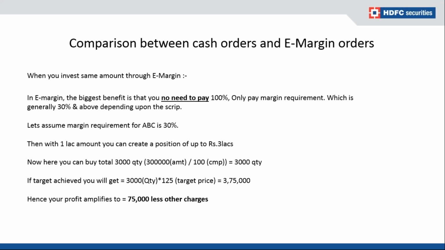Obviously, there is a downside as well. In case the market goes down, your risk also increases. So you can use this product in case you are comfortable using the leverage, comfortable playing with the margin. So this is the main difference between the cash order and the E-margin order. I hope this point is completely clear for all of you.